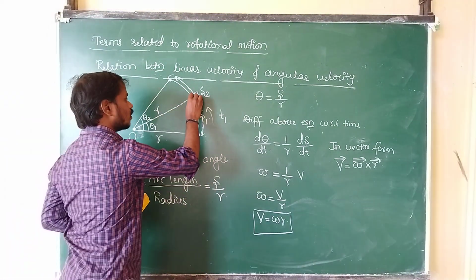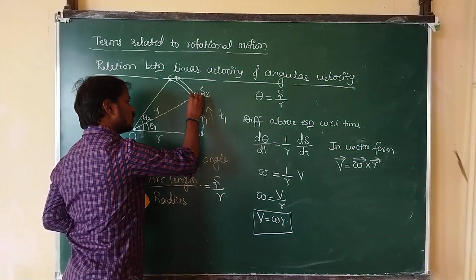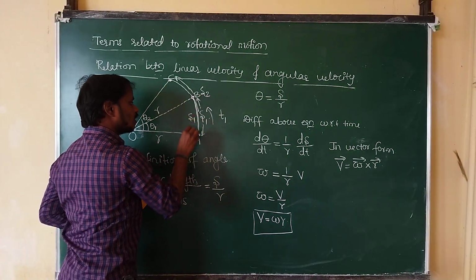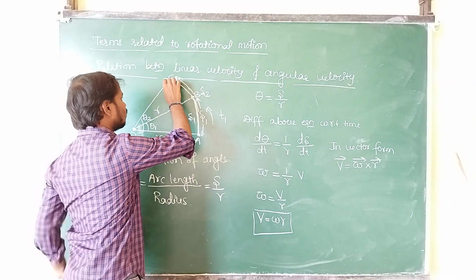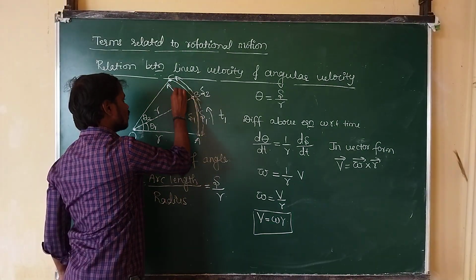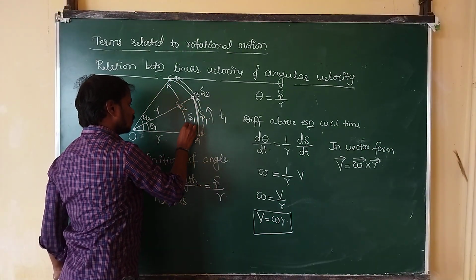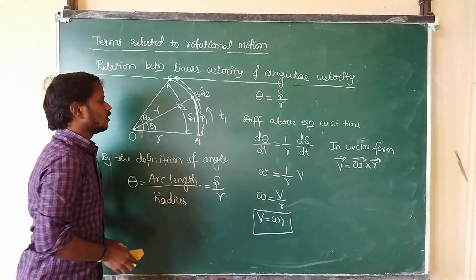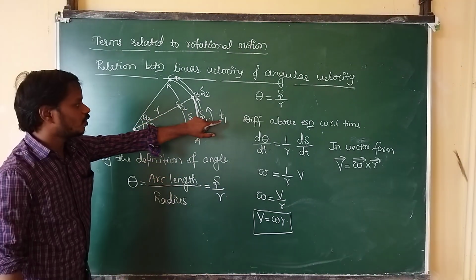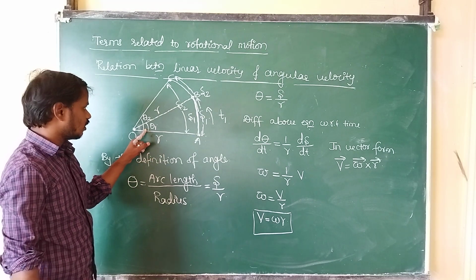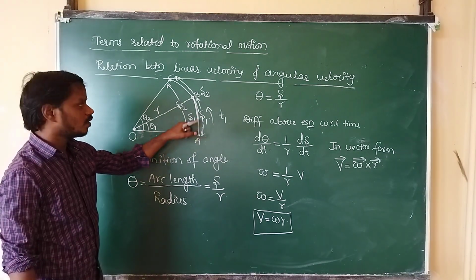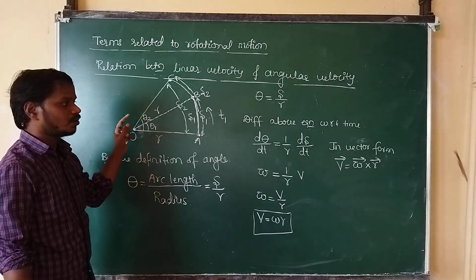In the time t1, what is the distance covered by the body? The distance covered by the body can be taken as s1. In the time t2, the distance covered by the body can be taken as s2. So what is the angle covered by the body in the time t1? That is theta 1. What is the angle covered by the rotating body in the time t2? That is theta 2.